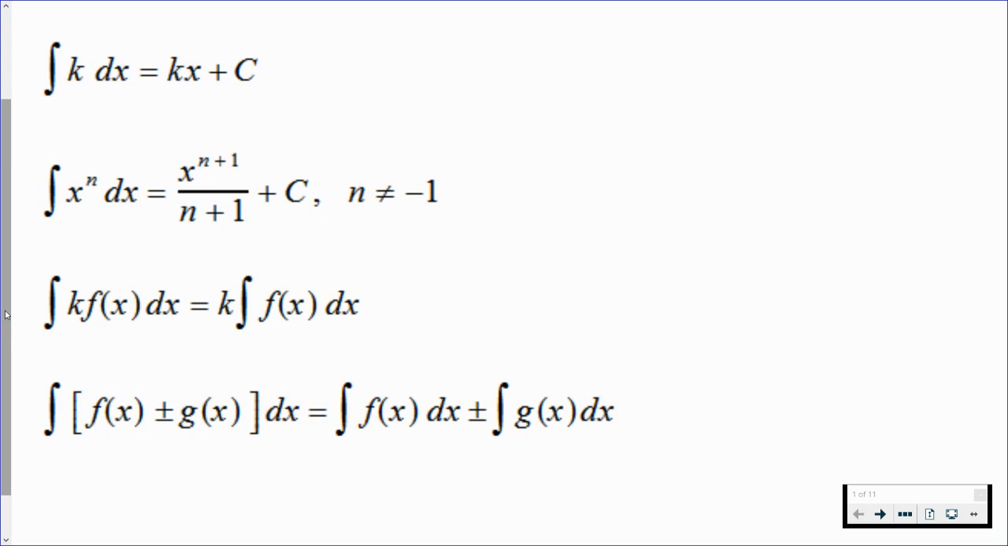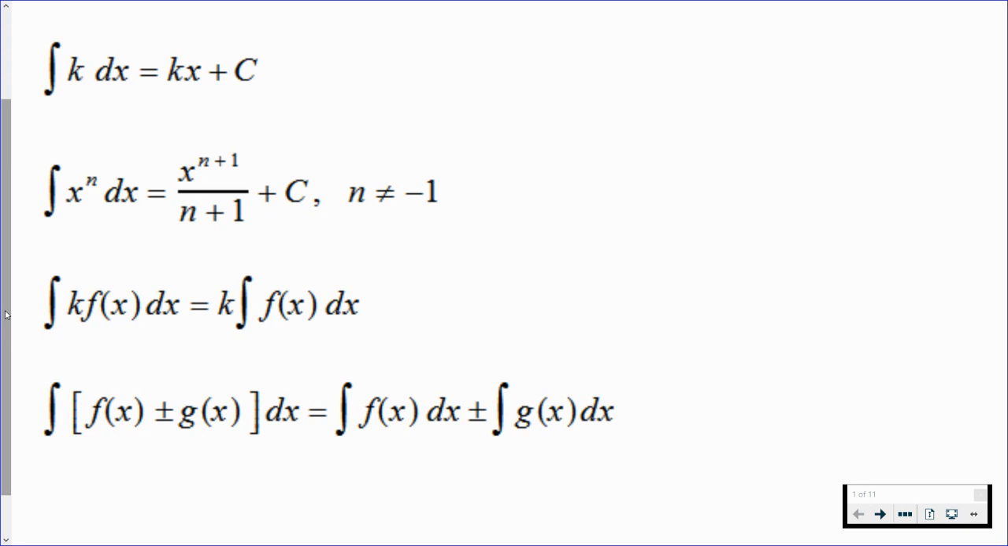If we have a number times a function, we can take that number out front of an integral. That can be useful when you're trying to simplify things down, or when you're using integral properties to evaluate something. And then last, the integral of two things added or subtracted. You can take the integrals separately and then add or subtract those integrals depending on what sign was in between.